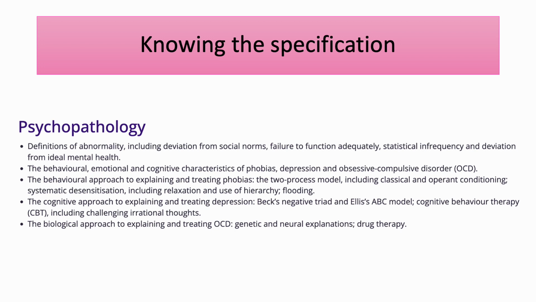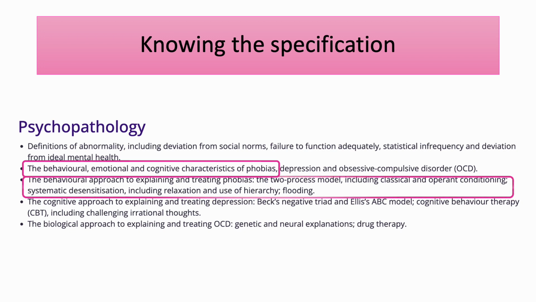So there are a number of different things you have to know for phobias. You have to know the behavioural, emotional and cognitive characteristics, and then you have to know only the behavioural approach to explaining and treating phobias, which is the two-process model, including reference to classical and operant conditioning. And then the behavioural treatments are systematic desensitisation, including relaxation and use of hierarchy, and then flooding as a treatment too.